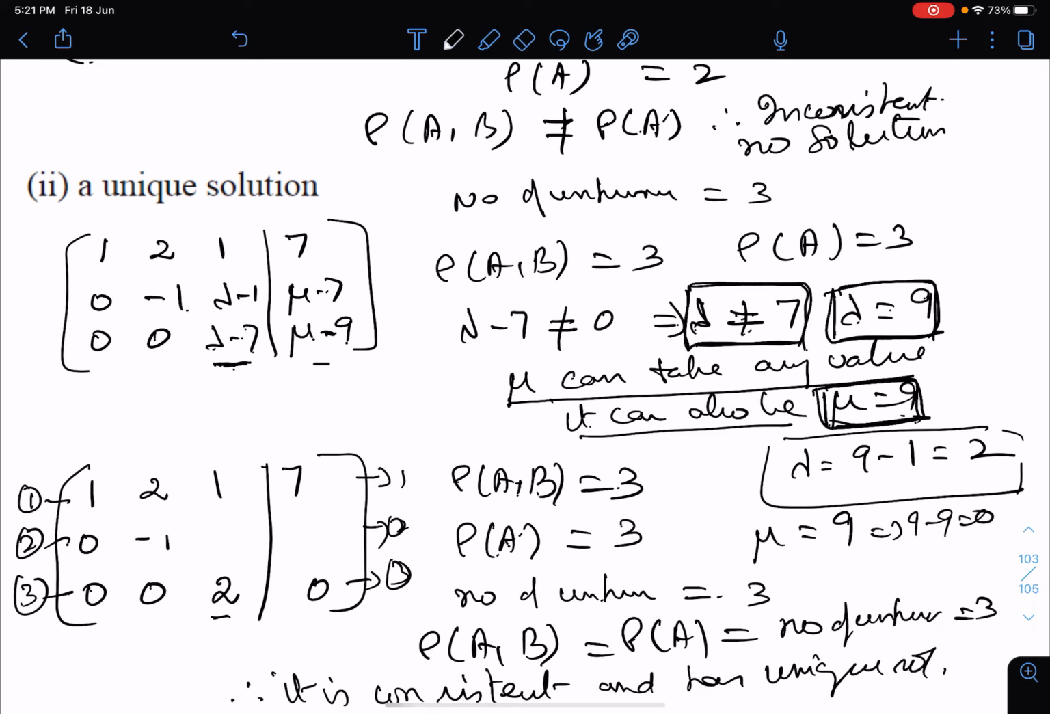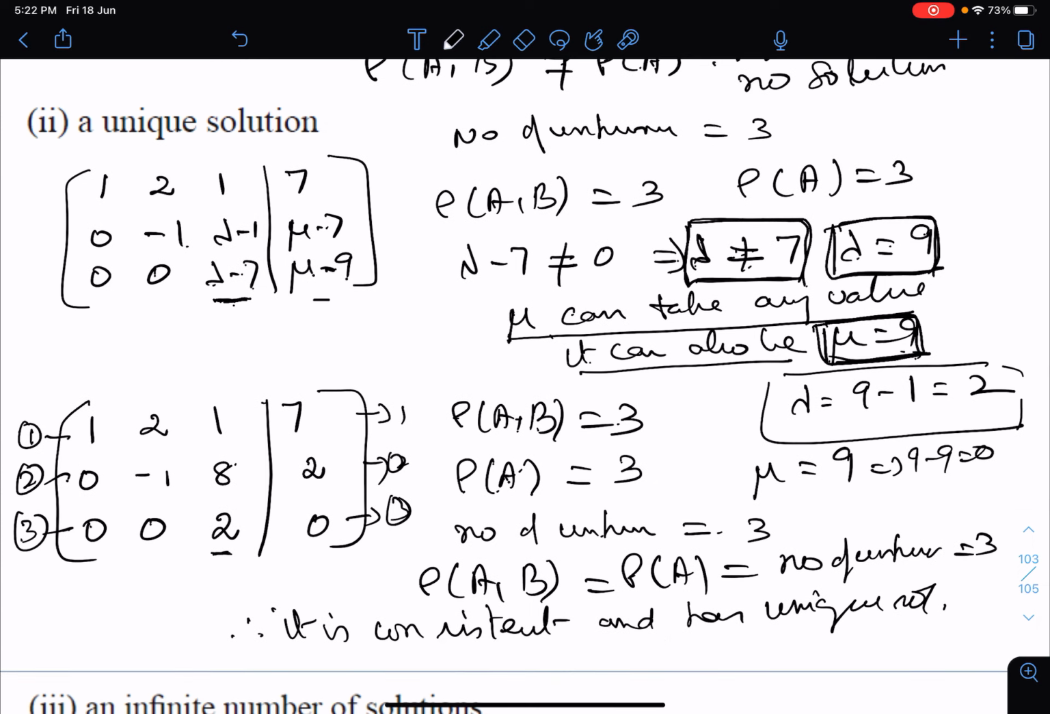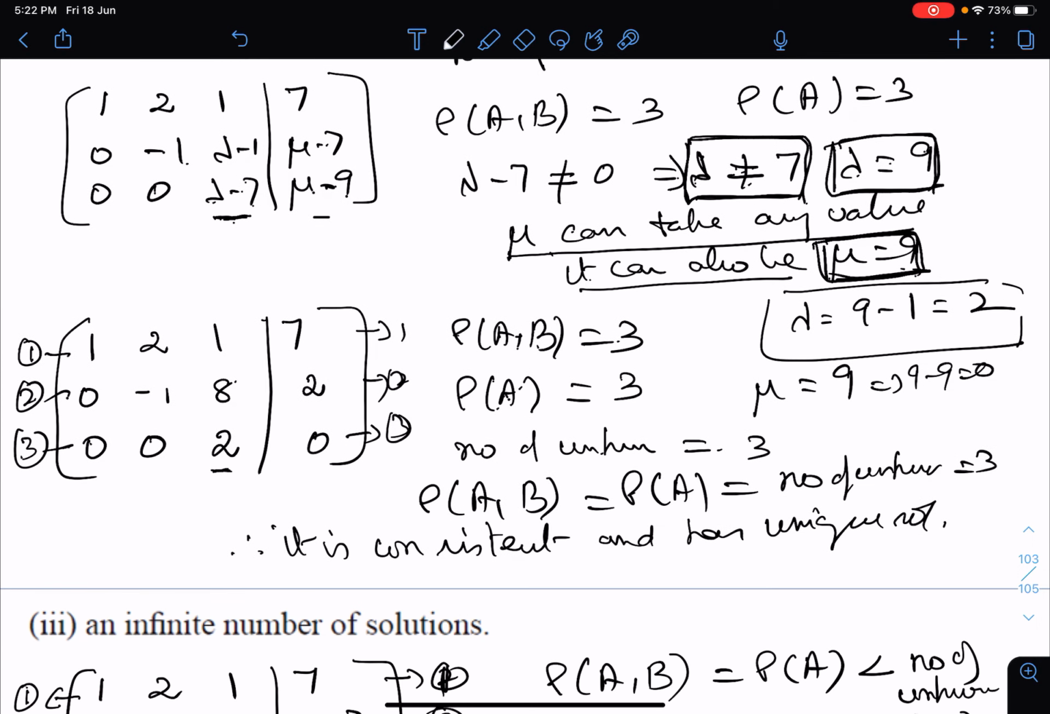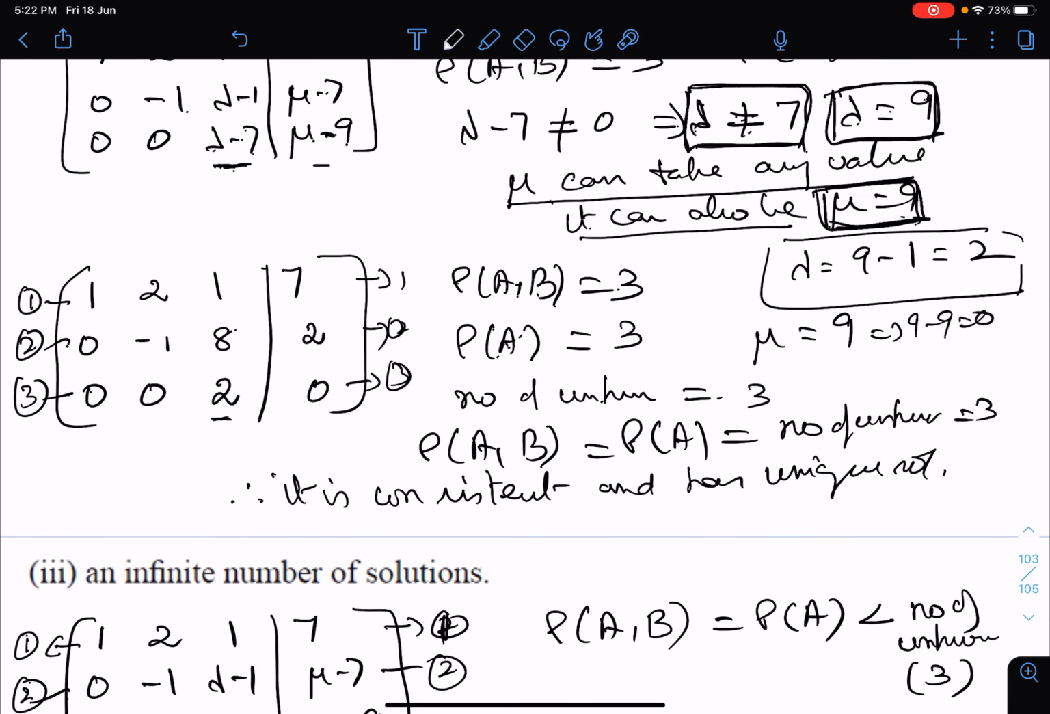Therefore I have taken lambda equal to 9. So when you put 9 here, 9 minus 1 here, you will get 8. And for mu I have taken 9. 9 minus 7 you will get 2. And here 9 minus 7 is 2, and here 9 minus 9 is 0. So now you see how many non-zero rows. For augmented matrix it is 3, and for matrix 3 cross 3 here there is an element, so that is also 3. Therefore they are equal. Therefore number of unknown also is equal. Therefore it is consistent and has a unique solution.